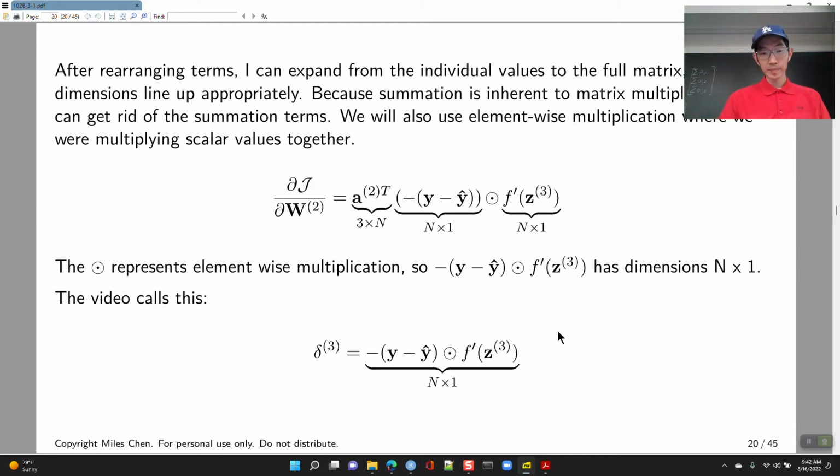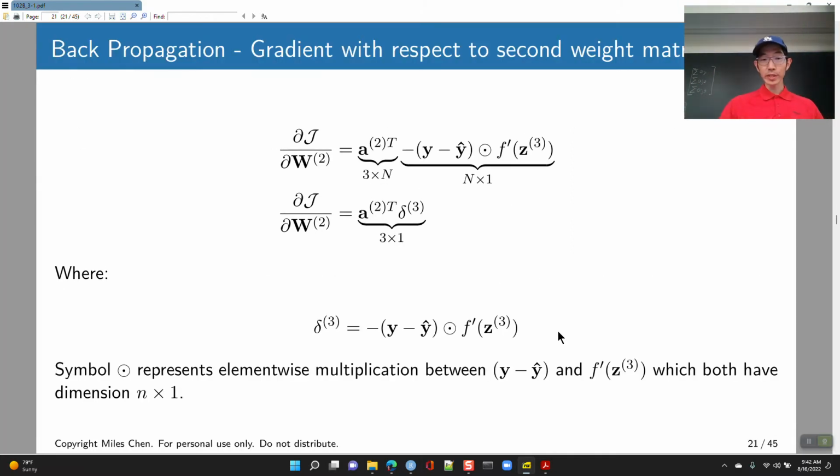Okay, so we have the gradient with respect to our second weight matrix. This simplifies to this, and we have, this is a 3 by 1, and we're going to call this, the Welch Labs video calls this term delta 3, and we keep this because we use it again later. And that's what we have here.